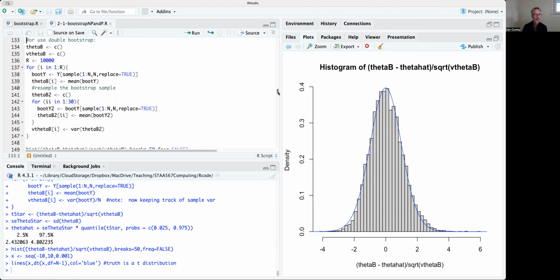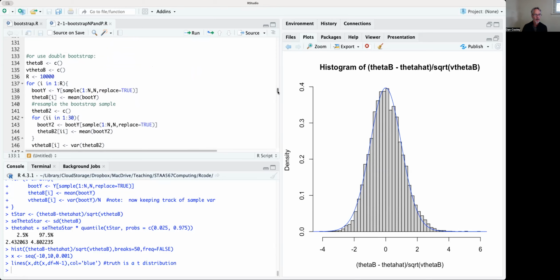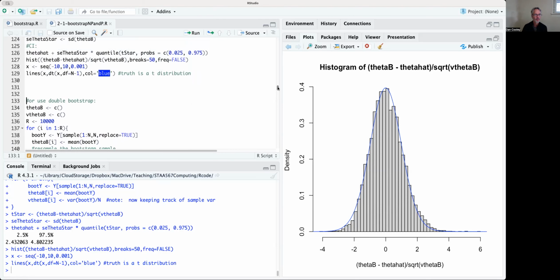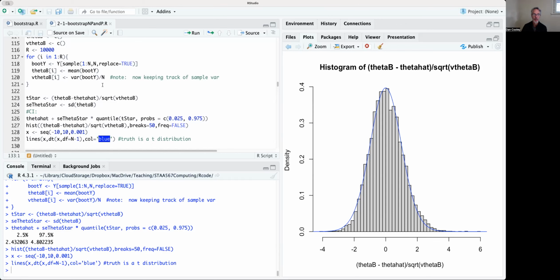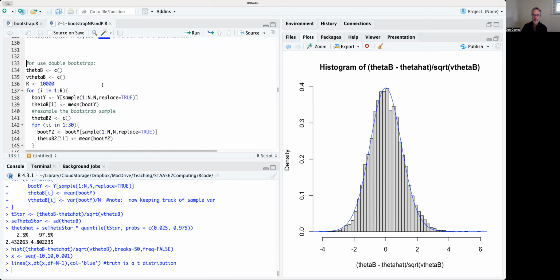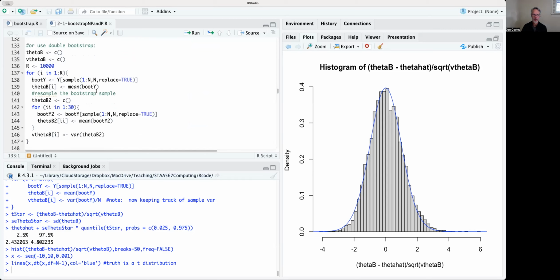So the double bootstrap is a method for, we know that when we're calculating the mean, the variance of the mean estimate is the variance of the underlying data divided by n. And so we use this n. But if we're doing something other than the mean, then we don't know that relationship. And the double bootstrap is designed to account for that.